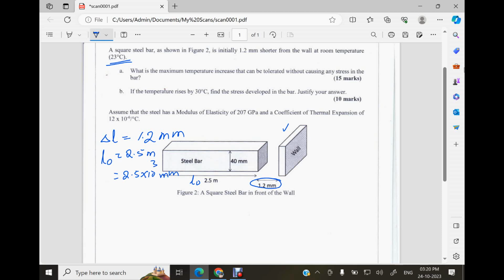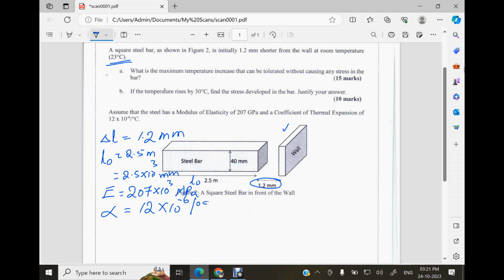Then what else has he given me? Assume that the steel has a modulus of elasticity of 207 gigapascal. So he gives me the value of E equal to 207. Giga is 10 to the power of 9. I will take 10 cube outside and make it megapascal. And a coefficient of thermal expansion alpha. He gives me the value of alpha as 12 into 10 to the power of -6 per degree Celsius. This is the information he has given us.